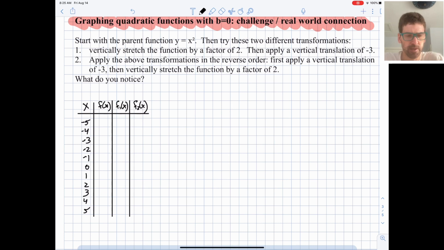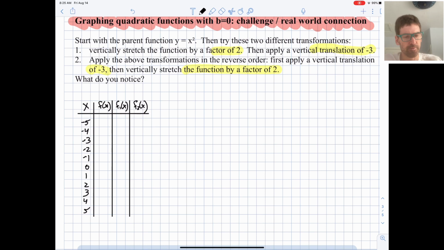So for the first one, first I want us to stretch it by a factor of 2 and then do a vertical translation of -3. And then in the second one, we're going to flip the order. So first we'll do the vertical translation of -3, and then we'll stretch it by a factor of 2, and we'll see if anything's different.